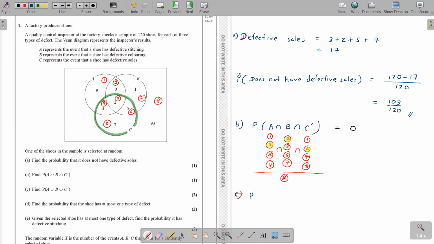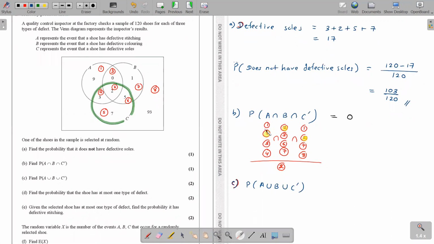Find the probability of A union B union C dash. Once again, you can see we have the exact same set of people. So what does it mean? In a union, do we leave anyone outside? No, we take every single person into account.